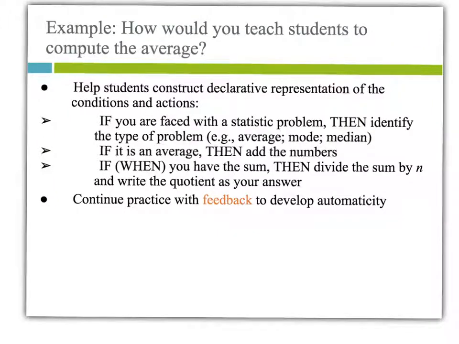Here's an example of how to teach a procedure. Specifically, how would you teach students to compute the average? First, help students construct a declarative representation of the conditions and actions. For instance, if you are faced with a statistics problem, then identify the type of problem. Is it an average, mode, median? If it is an average, then add the numbers. If you have the sum, then divide the sum by n, or the sample size, and write the quotient as your answer. Finally, continue practice with feedback to develop automaticity.